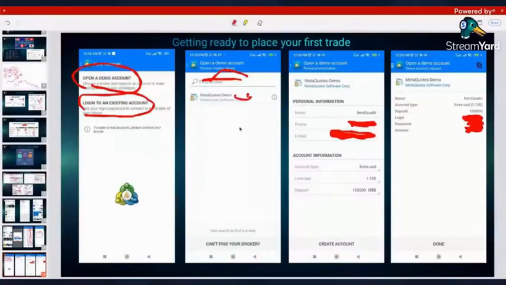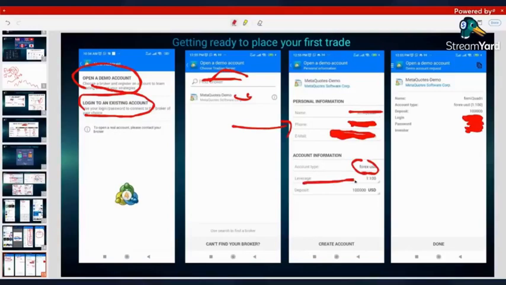That takes you to your personal information. You enter your name, your phone number, your email, then the account type. Most people use the USD account. You can as well choose AUD or CAD, that is Canadian dollar or Australian dollar, any currency type you want to choose.